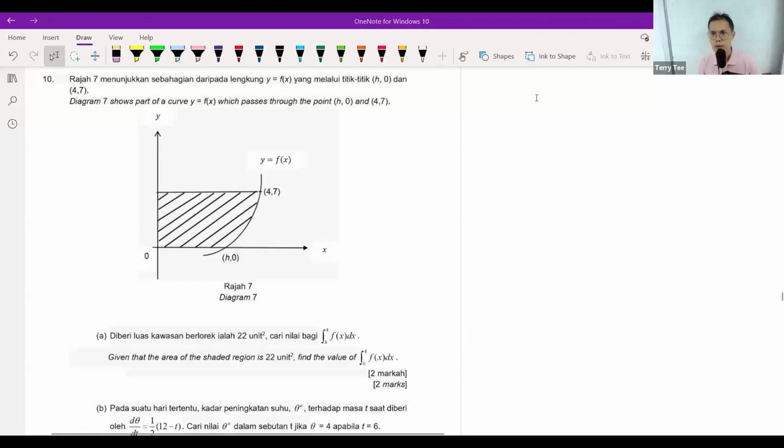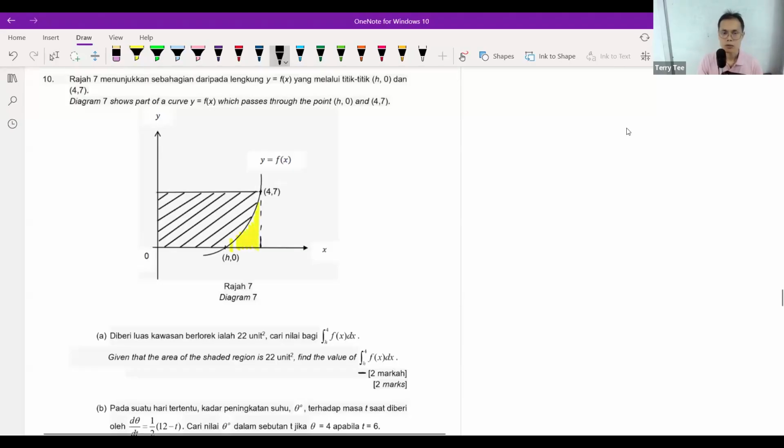Okay, moving on to question number 10. This is from Form 5, Chapter 3, integration. So diagram 7 shows the curve y equals f(x), which passes through point (h, 0) and (4, 7). So given the area of the shaded region is 22, find the integration from h to 4 of f(x) dx. Okay, so h to 4, we can see that h is here, 4 is over here. So the integral from h to 4 of f(x) dx is this area.